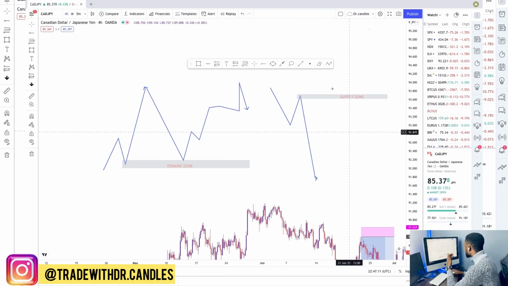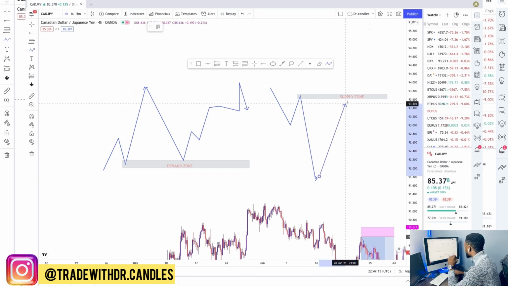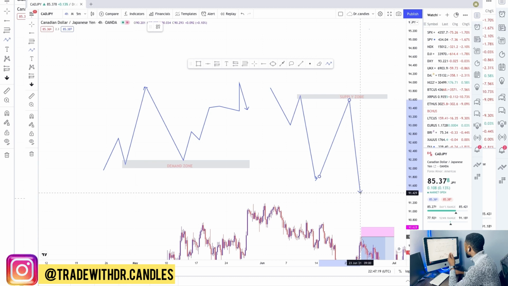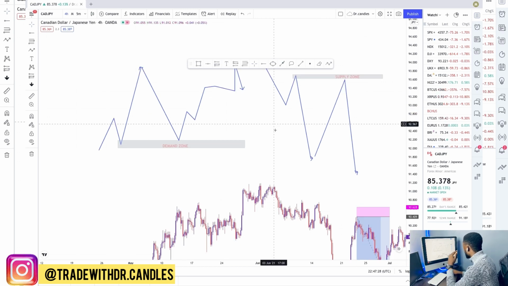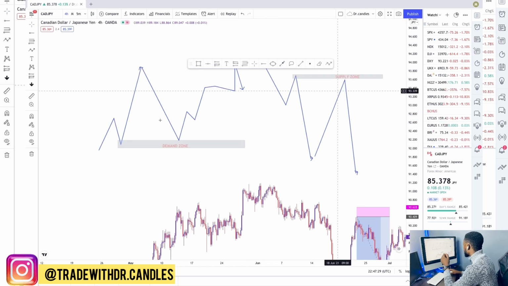Now, all you will be waiting for is the market to pull back to that area, then you will expect a massive drop of this pair. Then you sell here, with the stop loss above. So that is basically a little concept about demand and supply.